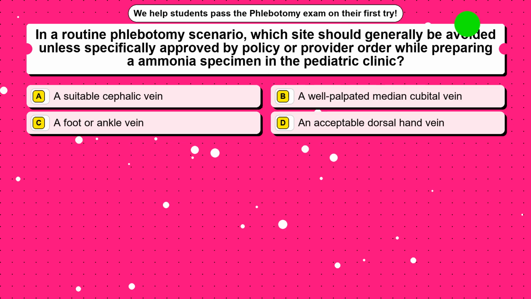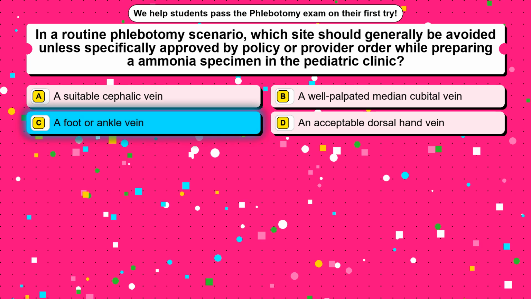Question 19. In a routine phlebotomy scenario, which site should generally be avoided unless specifically approved by policy or provider order while preparing an ammonia specimen in the pediatric clinic? Option A. A suitable cephalic vein. Option B. A well-palpated median cubital vein. Option C. A foot or ankle vein. Option D. An acceptable dorsal hand vein.